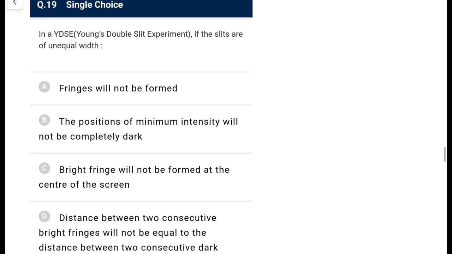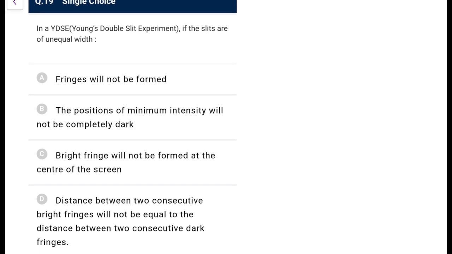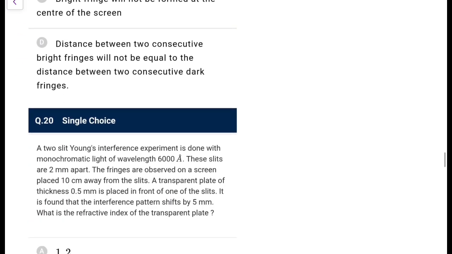Next one. In a YDSE, if the slits are of unequal width, fringes will be there, but because unequal width means I1 is not equal to I2, I minimum won't be 0, so the contrast would not be very good and the positions of minimum intensity will not be completely dark. That's a good point you will get for B. Central maxima is still at the center of the screen.